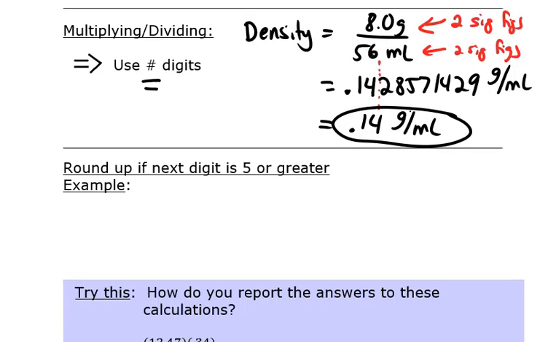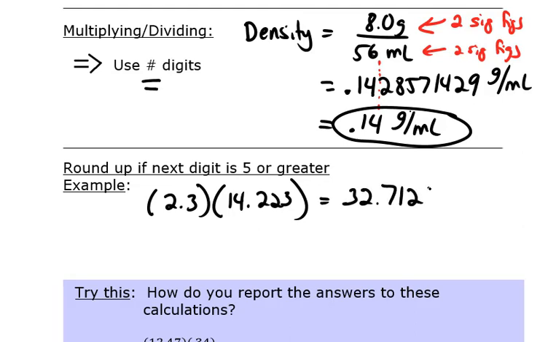Alright, but what if the next digit after your rounding point is 5 or greater? Then we're going to need to round it differently. So for example, if we were doing a multiplication, okay, so our last example was a division. This is a multiplication. Let's say we're doing 2.3 times 14.223. Okay, we plug it in our calculator, and the calculator will spit out more digits than you need. But then you analyze how many Sig Figs there are because we're doing multiplication.